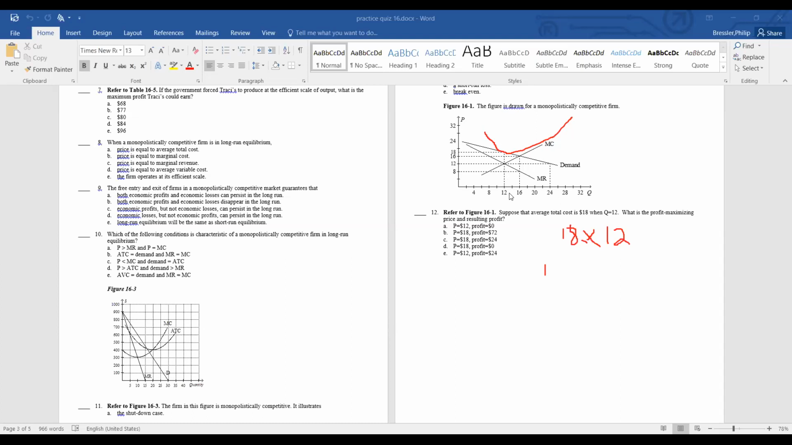Okay. Now, what I'd watch is, will they ask a question of what happens if your average total cost is 12? All right, well, if your average total cost is 12, your price is 18, it'd be 18 times 12 minus 12 times 12, okay? Yes, Austin, that is correct.